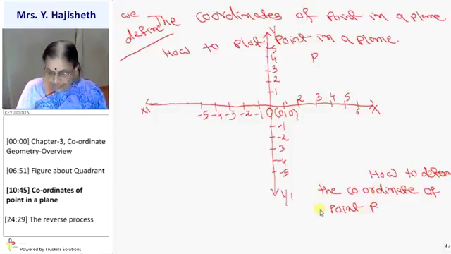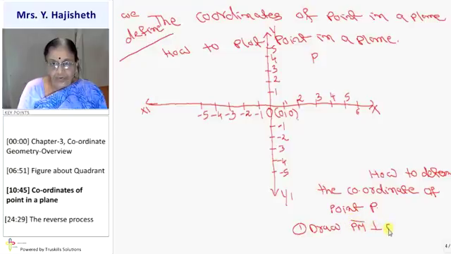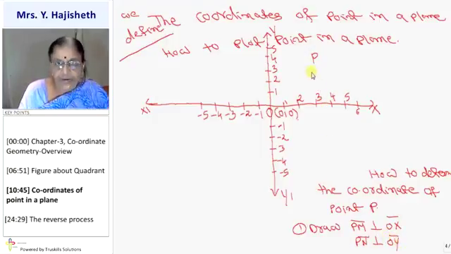First you draw perpendicular PM on x-axis. First, draw PM perpendicular on OX, okay? And also draw PN perpendicular on OY. Clear? If I draw perpendicular from P on x-axis, it intersects x-axis at M, and if I draw perpendicular from P on y-axis, it intersects y-axis at point N. Clear?